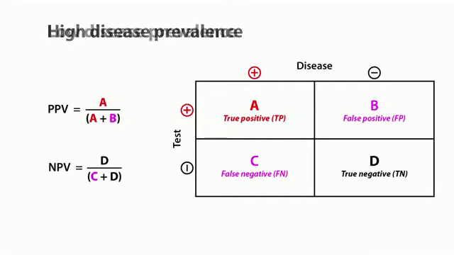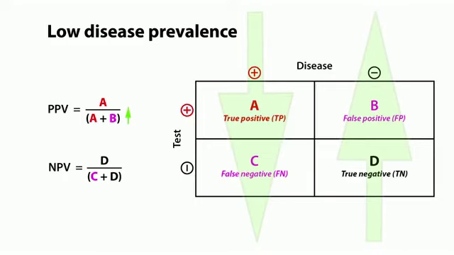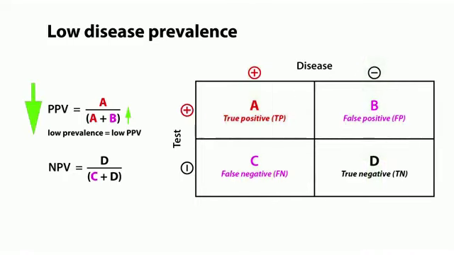If the prevalence is very low, the disease positive column decreases in value and your false positives and true negatives will increase. What happens when you're increasing your false positives and true negatives? How is this going to affect the equations? Well, in the equation for a positive predictive value, the increase in false positives will increase the value of the denominator. So decreasing disease prevalence will decrease positive predictive value. In the same way, decreasing prevalence increases the negative predictive value.